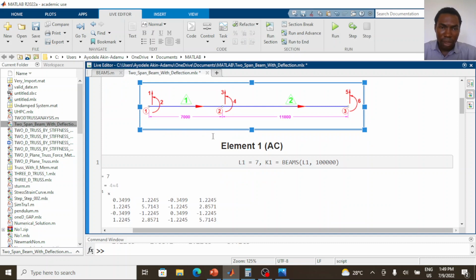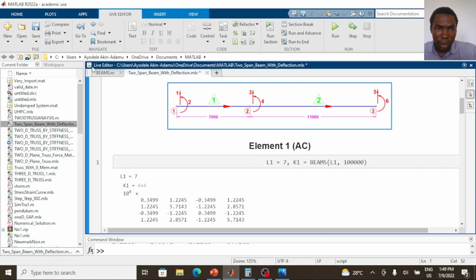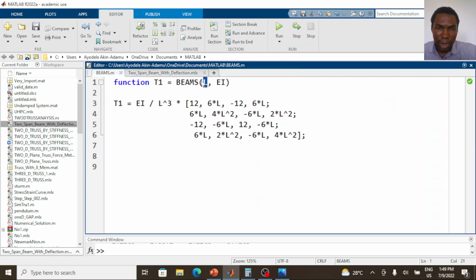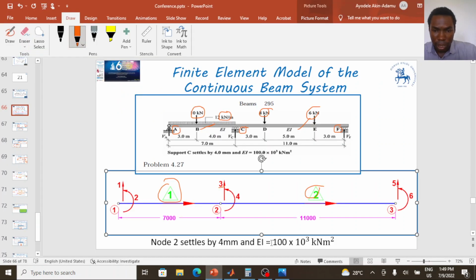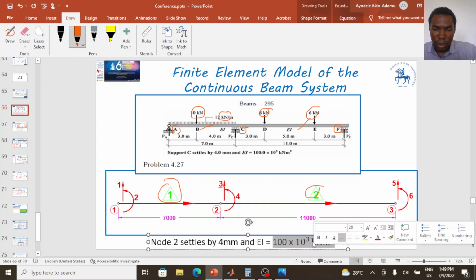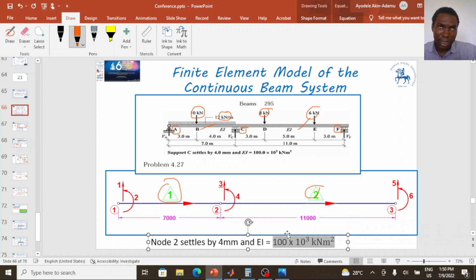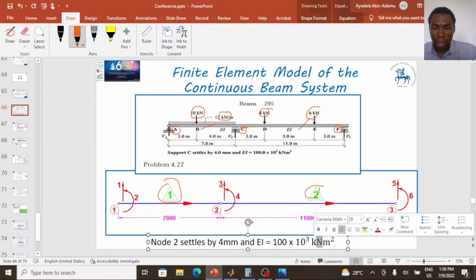So after you have done that, you compute your local stiffness matrix, which is what I want to do here. To compute your local stiffness matrix, I'm using this function, and I need to know the length and the flexural rigidity. We're told in the question that the flexural rigidity EI is given by this formula, 100 times 10 to the power 3 kilonewton meter square. The unit I'm using for my calculation: the length is meters, the force is Newton. So this value will be 100 times 10 to the power 6 Newton meter square. I change this K to 1000, because my unit is Newton. I'm not using kilonewton.